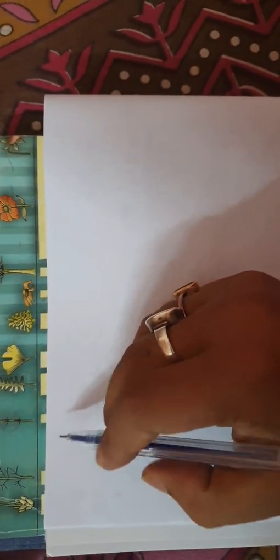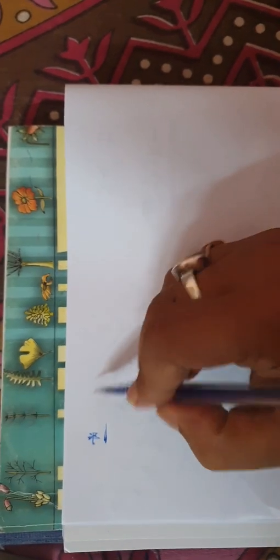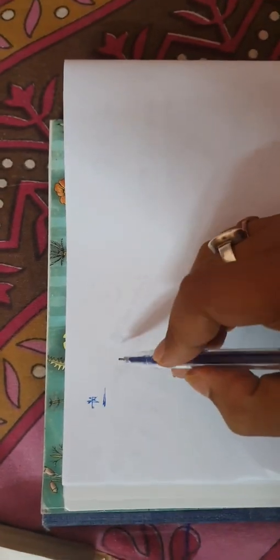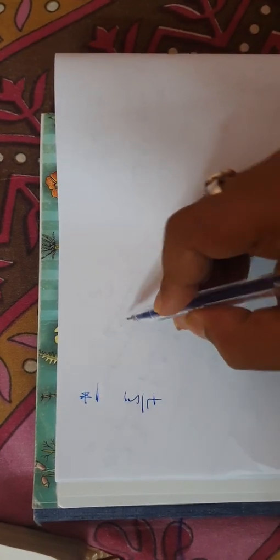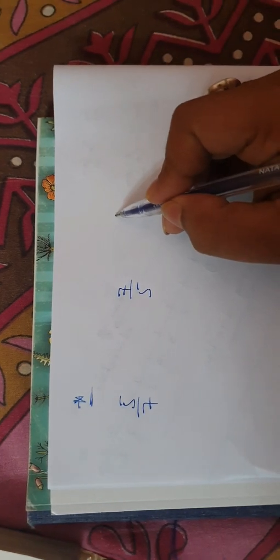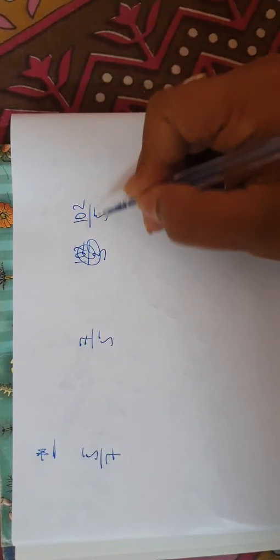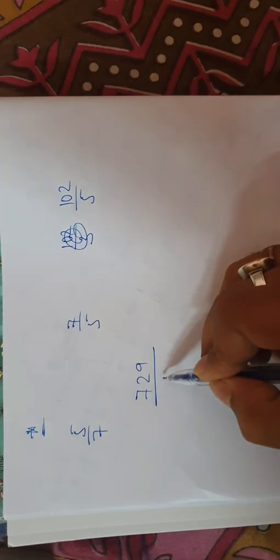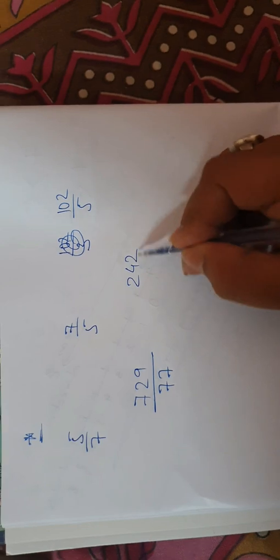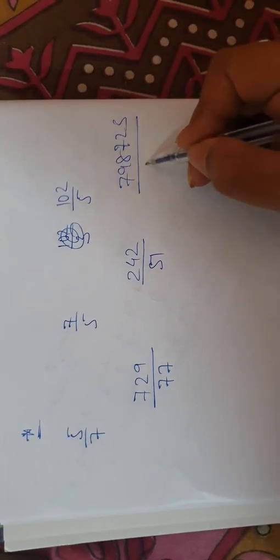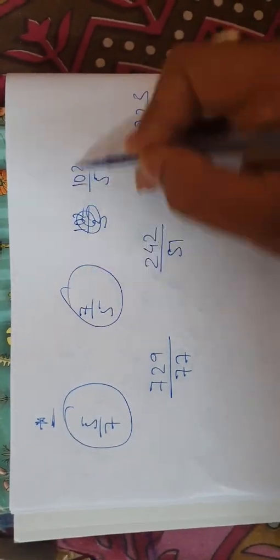Now you see what happens is, let me define first. One more reminder. Don't forget that suppose 5 by 7 is a fraction, 7 by 5 is a fraction, 102 by 5 is also a fraction, 729 by 77 is also a fraction, 242 by 51 is also a fraction, 798,723 by 4, 5, 6, 7 is also a fraction, fractional numbers. Now all these fractional numbers will lead to decimal points. Yes or no? Yes, sir.